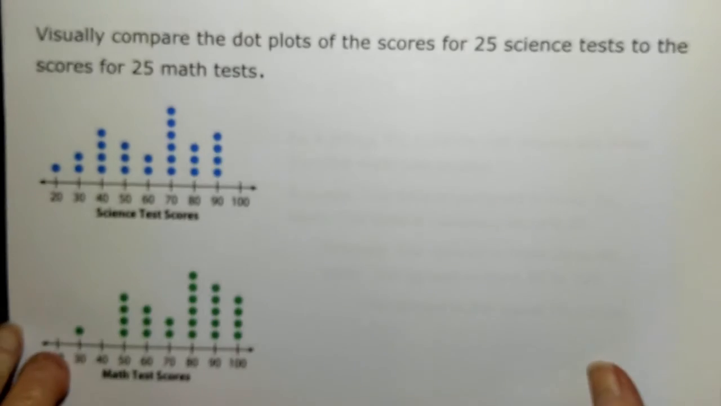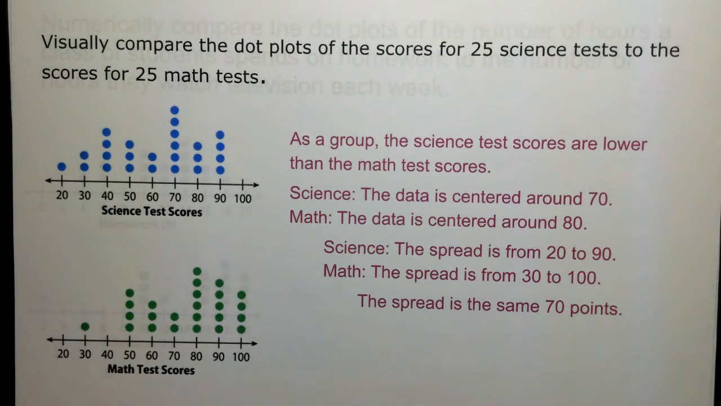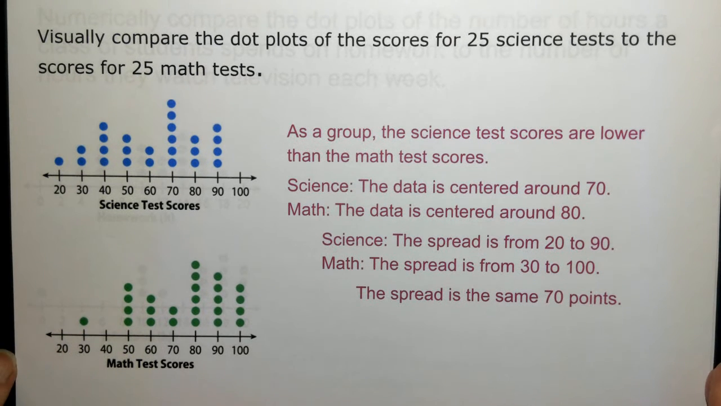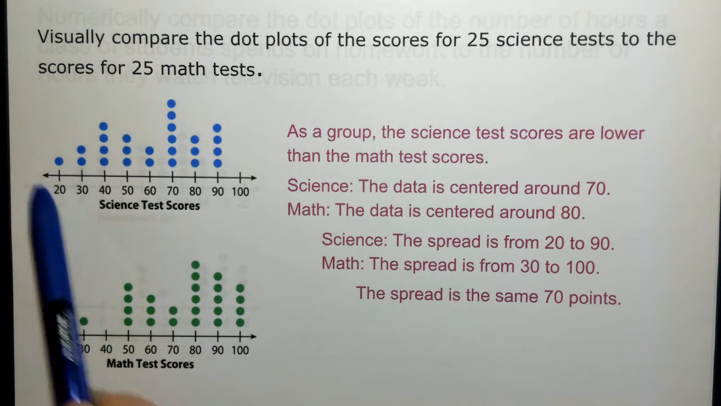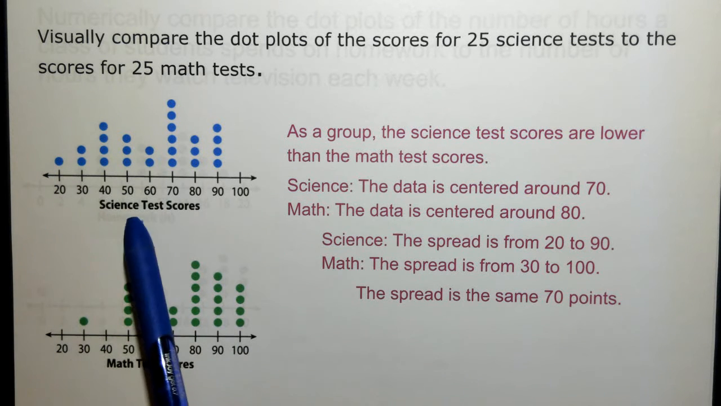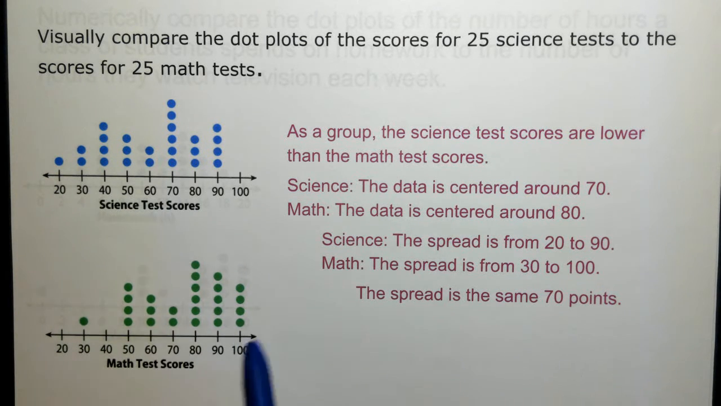All right, so now I'm going to pull in some written observations to see how you would use mathematical terminology to describe them. All right, so as a group, the science test scores are lower than the math scores. So it does look like that. Just eyeballing it, it looks like this is a slightly lower population than this. This is a little bit more clustered at the higher end.